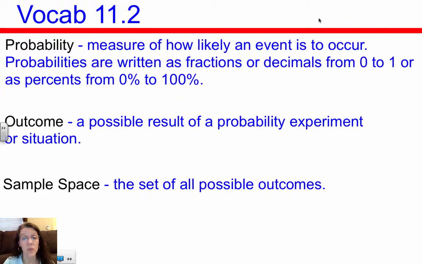Sample space would be all of the possible outcomes. For example, on a dice, all of the possible outcomes are 1, 2, 3, 4, 5, and 6. If you're flipping a coin, the possible outcomes are heads or tails. So pause this if you need to. Make sure you get all those vocab words, and I believe we have a few more.